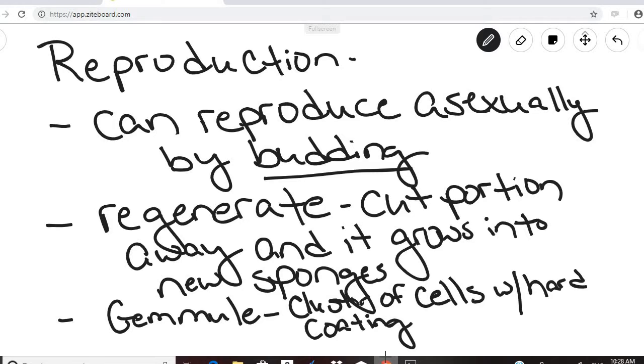That hard coating protects the organism, protects those cells through the harsh conditions. And then when those harsh conditions no longer exist, the cells break free of that hard coating, and the cells can grow again. So the gemmule is really a way of preserving the organism when there are harsh conditions. Okay, next let's go ahead and do phylum Cnidaria.